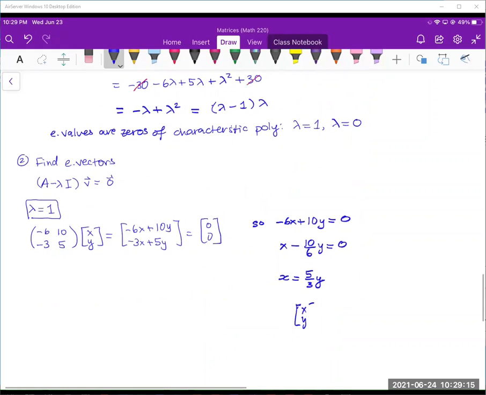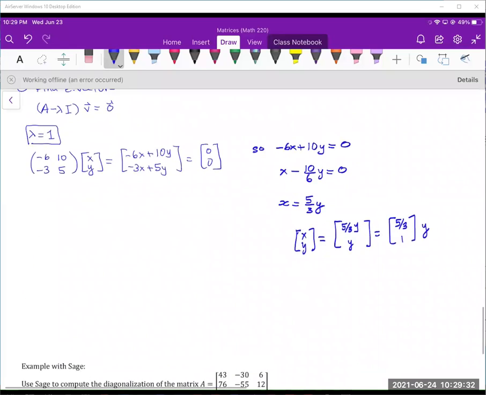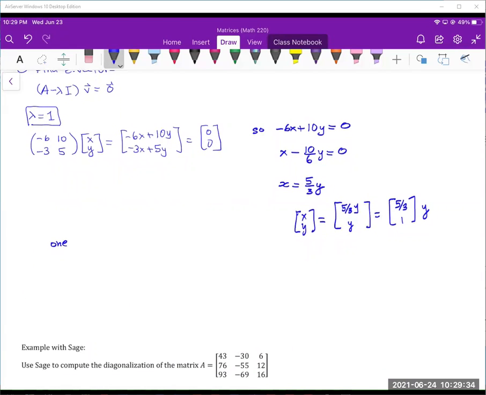And so this vector (x, y) is 5/3 y times y. So one eigenvector that we can use is this eigenvector 5/3, 1. You know what? I want whole numbers. I'm going to multiply everything by 3, so I'm going to use 5, 3.